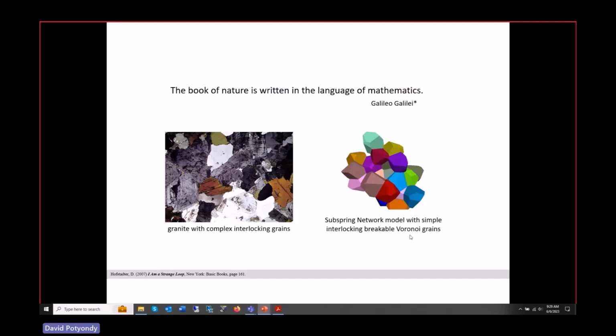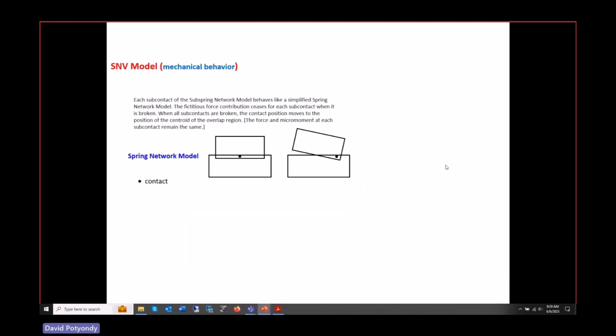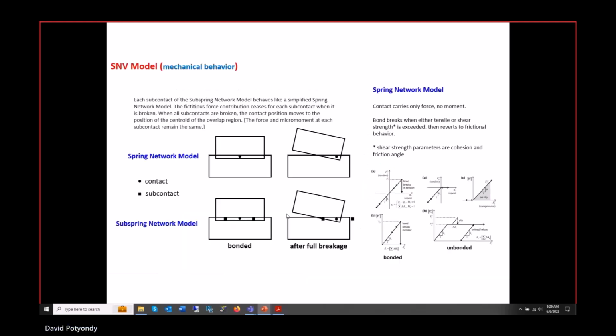And then what we do is we put in a special contact model called the Subspring network contact model. And so what's that? Don't look at all these details. It basically behaves like the flat joint system.